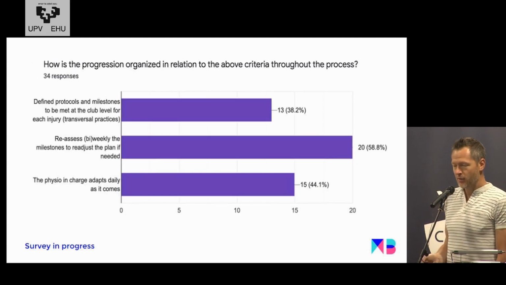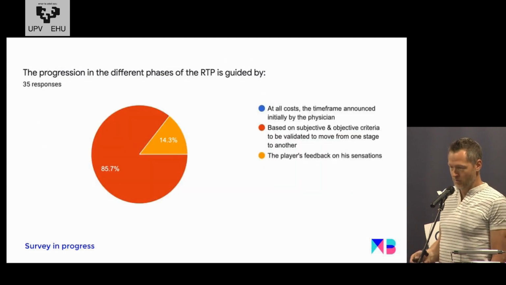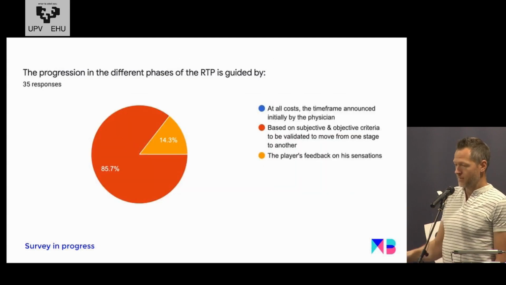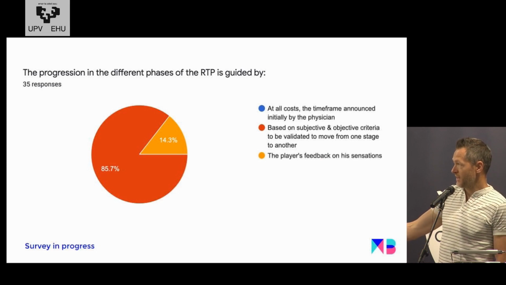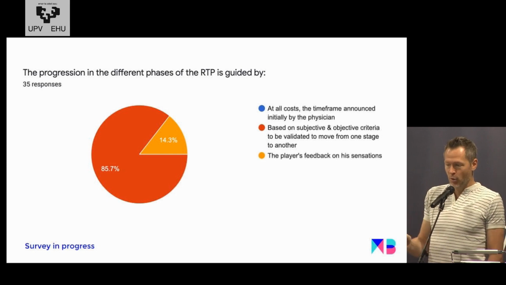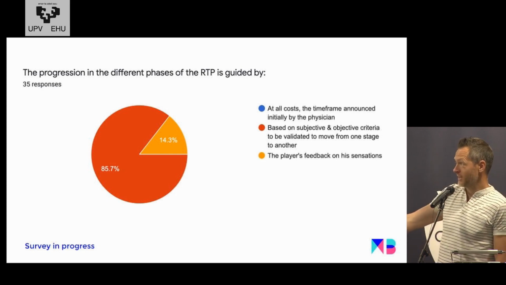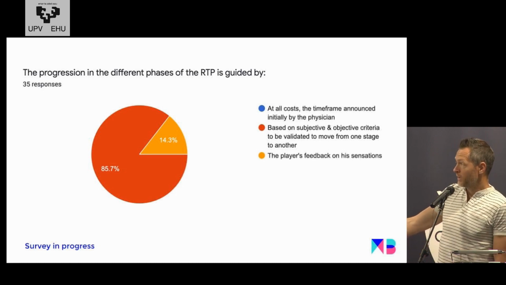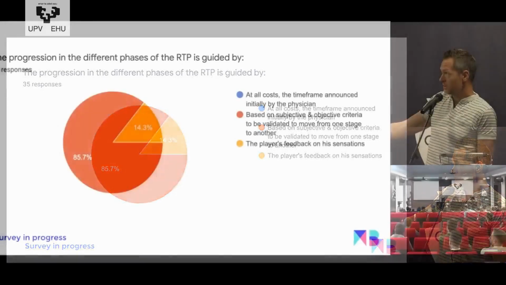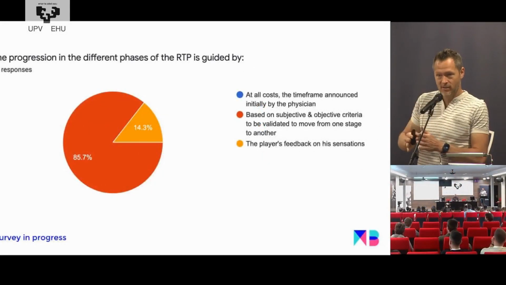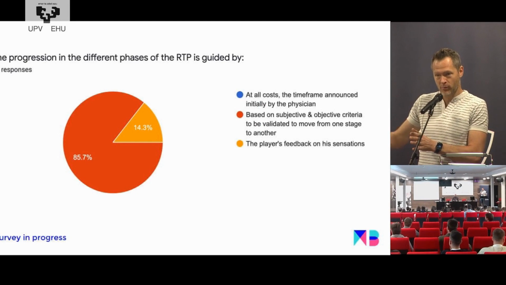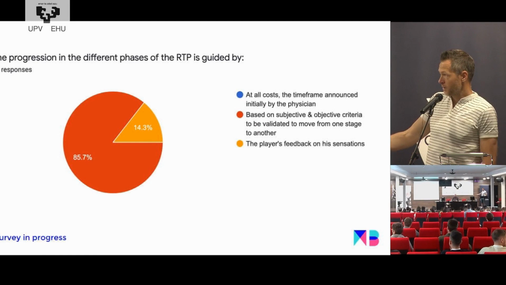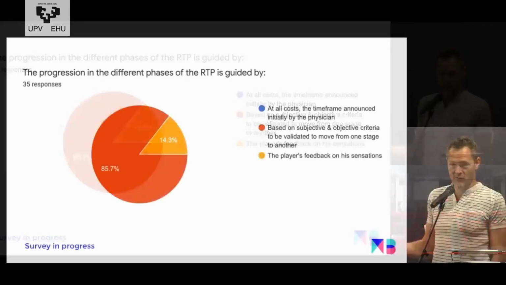The other interesting thing with this survey was, do we have a process that we follow at all cost, step by step? Actually no one said that. You can have a plan, but what looks important is that we use subjective and objective criteria that we validate as we move on during the return to play process. Once we validate one phase, then we move to the next one, considering a lot the players' feedback.